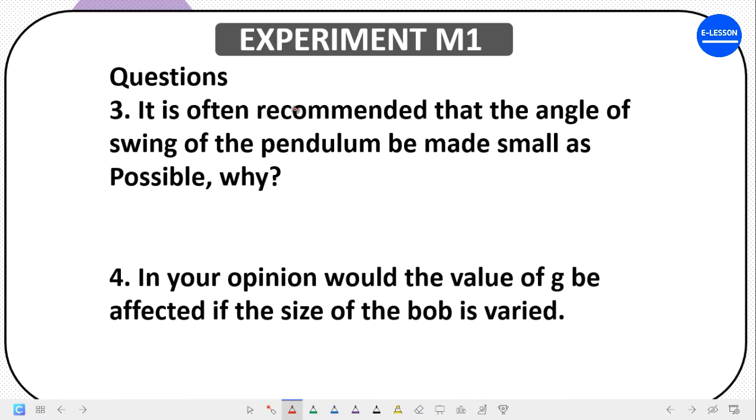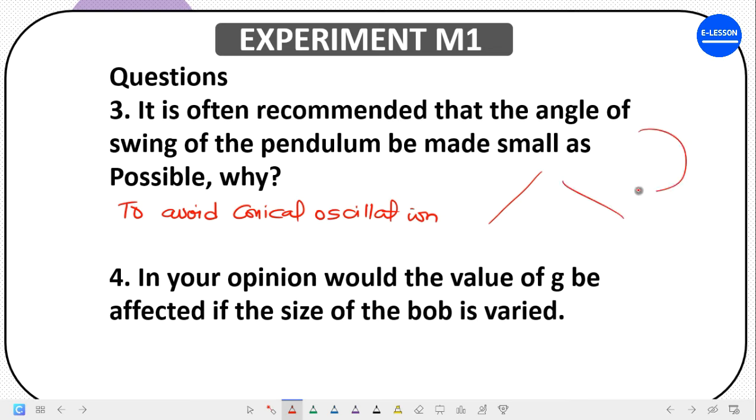Now, it is often recommended that the angle of swing of the pendulum be made as small as possible. Why? Now, this is to avoid conical oscillation. That is the reason. Conical oscillation means instead of it going like here and there, it will now be rotating. You understand? That's what it means.